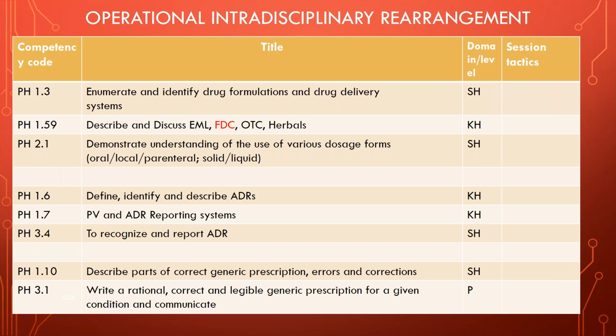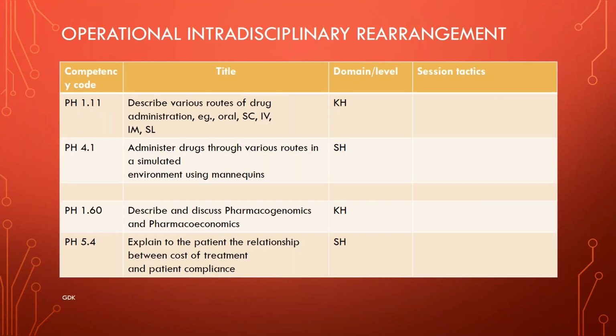Another example is PH 1.10, describe parts of correct generic prescription, errors and corrections, shows how, and PH 3.1, which is write a rational, correct, legible generic prescription for a given condition. This is performance level, it has to be done repeatedly. However, the SLOs can be prepared together. PH 1.11, rules of administration, PH 4.1, various routes in a simulated environment. Obviously, it is better to take a class, small group discussion, then followed by a skill session or simulation. Obviously, SLOs will be accordingly.